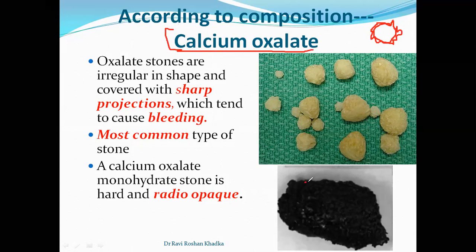And sometimes the stone is covered by a clot due to excessive hemorrhage. It can be seen like this as well. And see, the more important one is that all the calcium stones are radio-opaque stones. That means you can see these stones in a plain X-ray KUB.